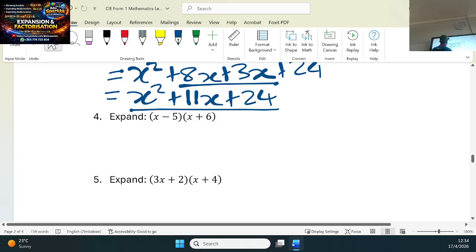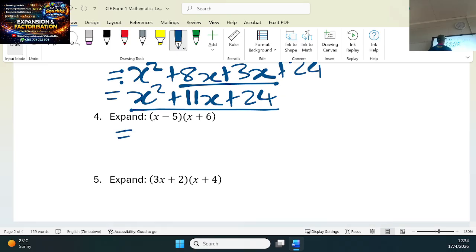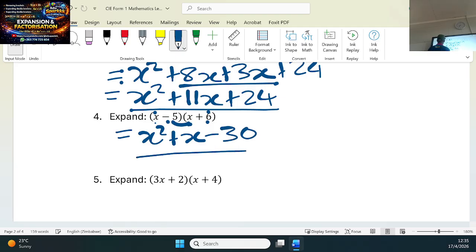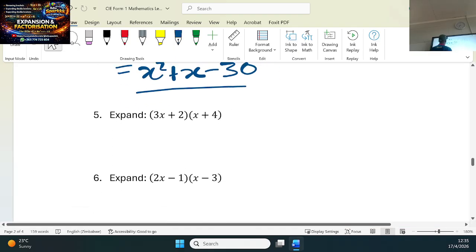So moving on, in the coming calculations, with double brackets, let's focus. So it will be x times x, that's x squared. Then minus 5 times x gives me minus 5x. x and 6 gives me 6x. So minus 5x plus 6x, the result is x. Minus 5 times 6, that's minus 30. That's our solution there.